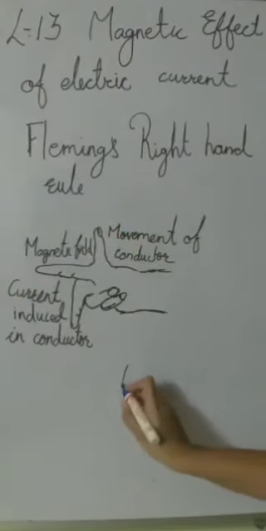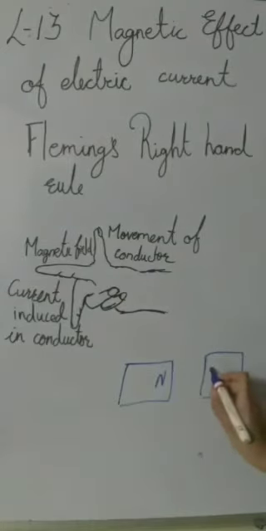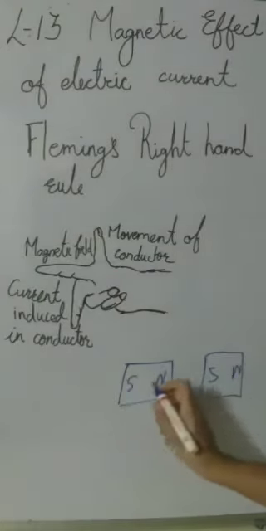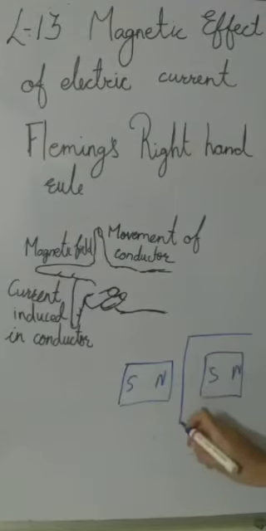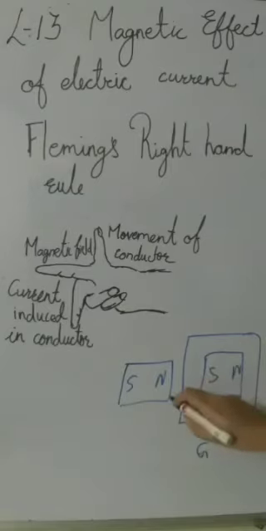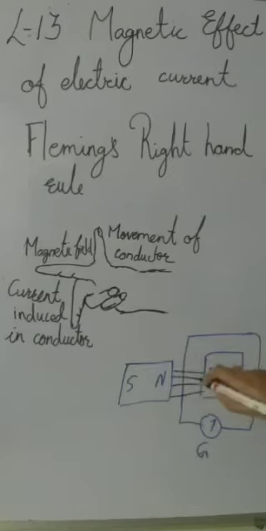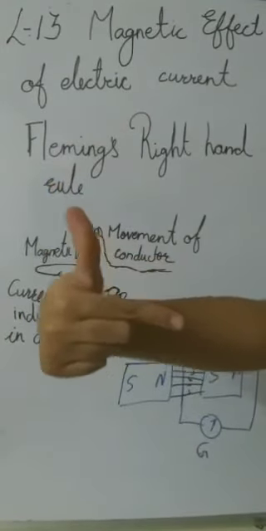So let us take our previous example where we took two bar magnets and we placed a conductor in between them. So these are our two bar magnets and our conductor was placed in between, right? And here we took one galvanometer to know whether current is generated or not, right? Now, my magnetic field is in this direction from north to south, and I moved this coil up and down.